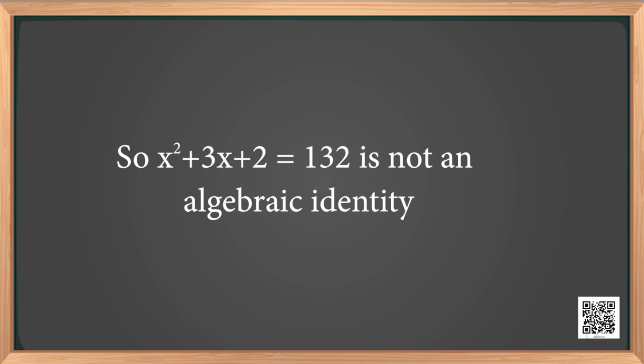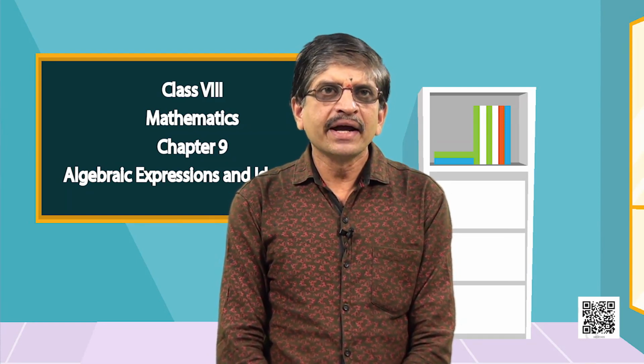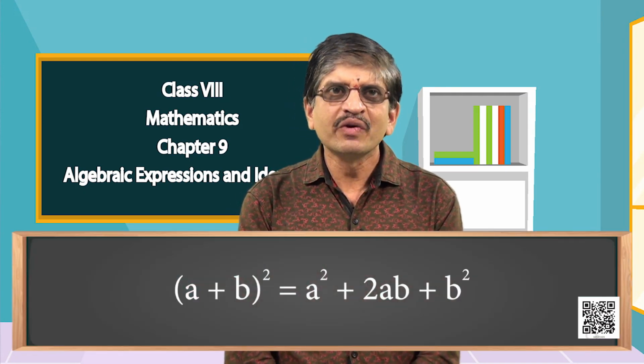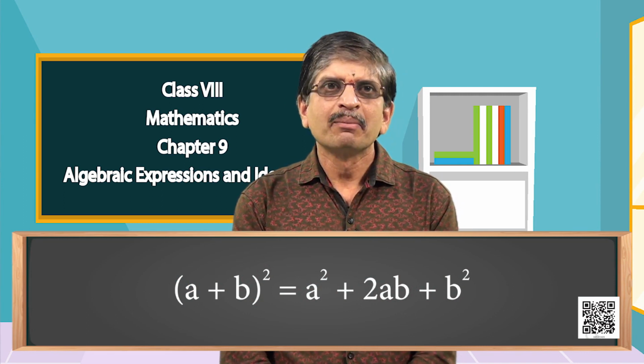So, x square plus 3x plus 2 is equal to 132 is not an algebraic identity. Standard identities. We shall now learn 3 identities. These identities are obtained by multiplying a binomial by a binomial. Let us consider the first identity, that is a plus b whole square is equal to a square plus 2ab plus b square.